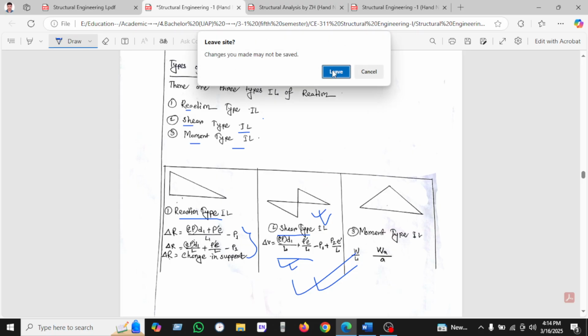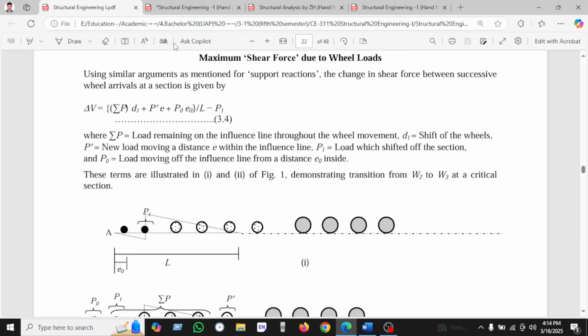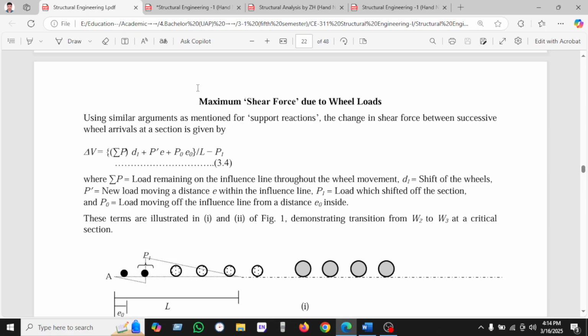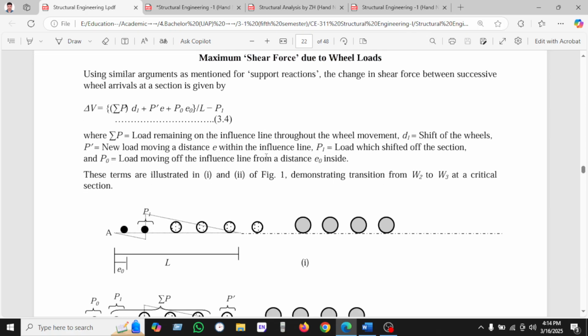Okay, so let's see. I have taken this from Professor Dr. Anam Sir, University of Asia Pacific, Dhaka, Bangladesh. Using a similar arrangement as in the method for support reaction, there is no change. The change is the shear between successive wheels arriving at the section, given below.